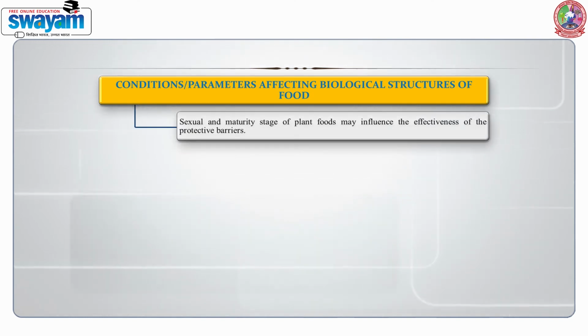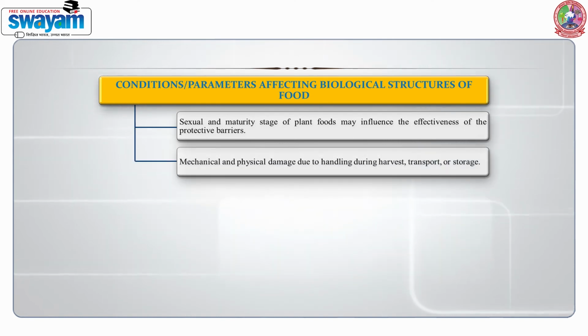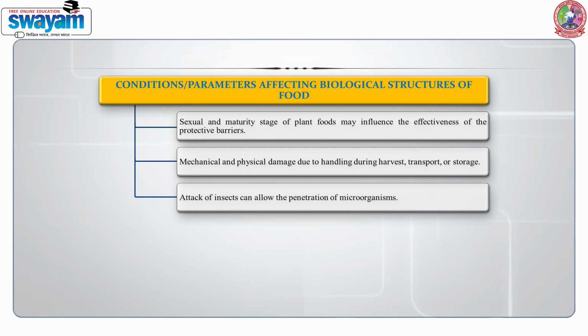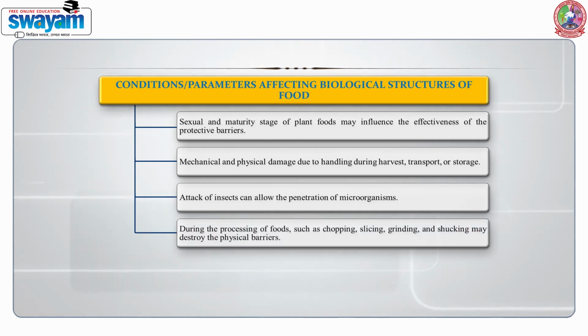The maturity stage of plant food may influence the effectiveness of the protective barriers. Mechanical and physical damage can occur due to handling during harvest, transport, or storage. Attack by insects can allow the penetration of microorganisms. During the processing of food, such as chopping, slicing, grinding, and shucking, the physical barriers may be destroyed.